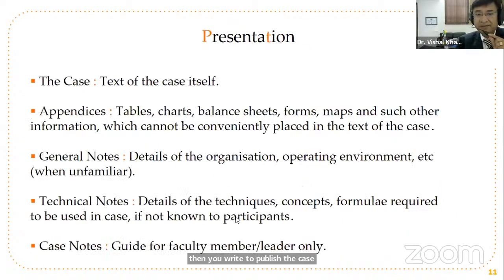The important part is the presentation. When we talk about the presentation, what are the things that are there in the presentation?